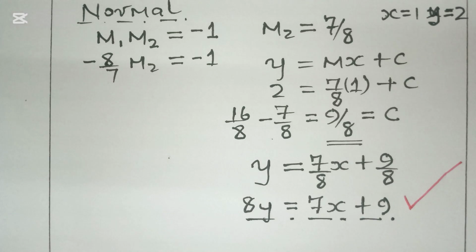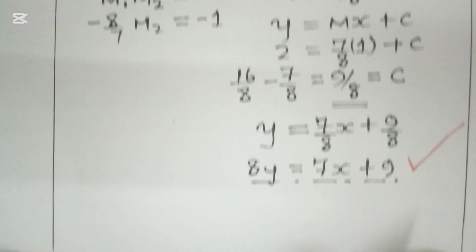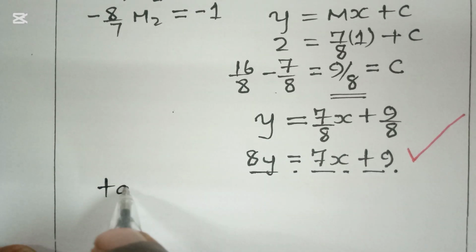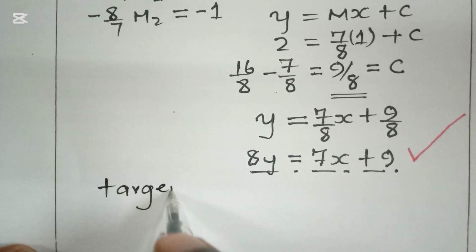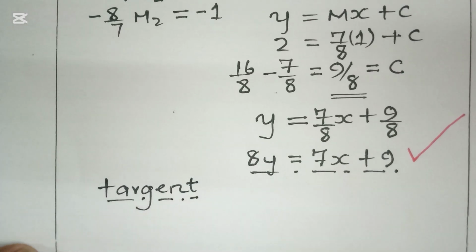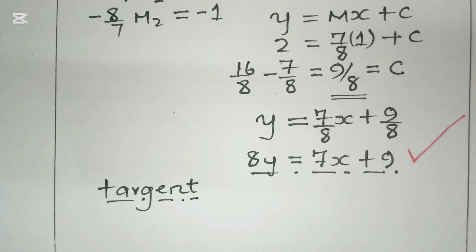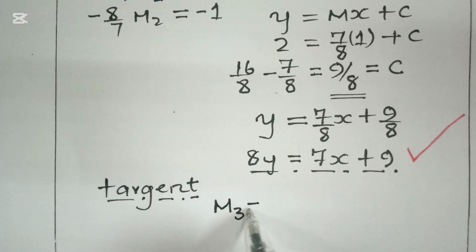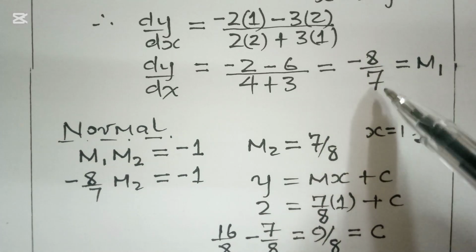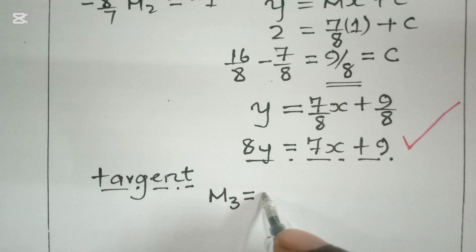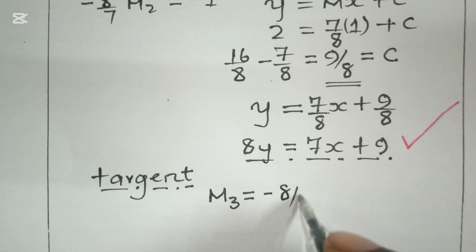Guys, we now go to the equation for the tangent. So I can write here tangent. For the tangent, the gradient will remain the same as M1. So we call it M3. This is now going to be the original gradient at that point, which was negative 8 over 7. So at that point, the gradient is negative 8 over 7.